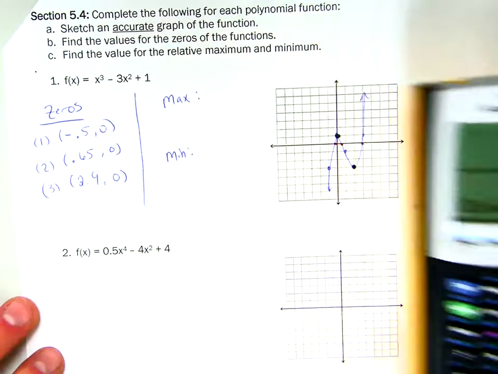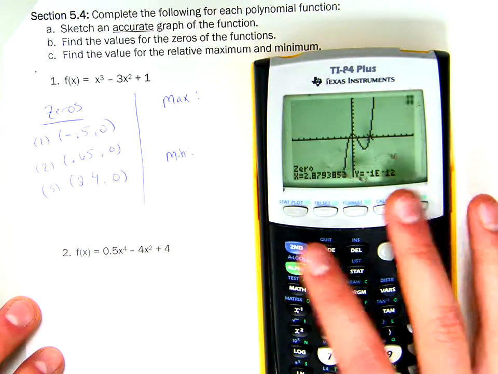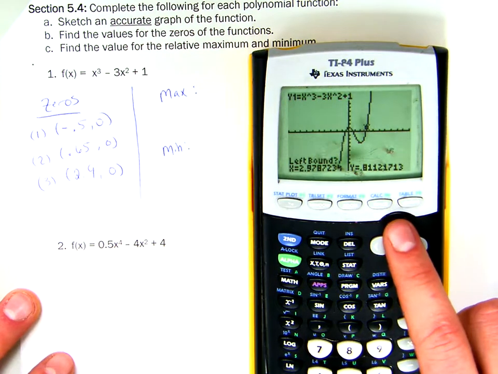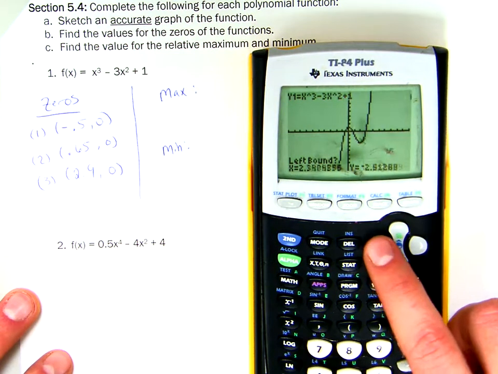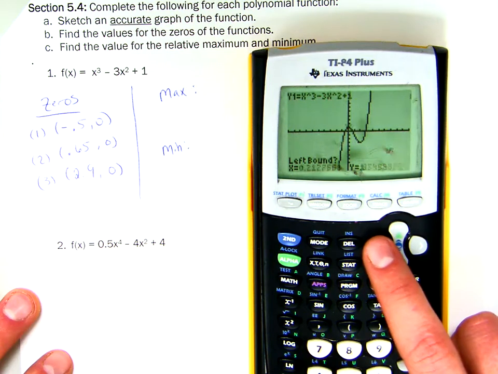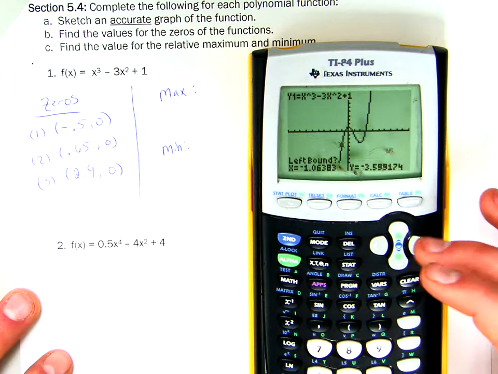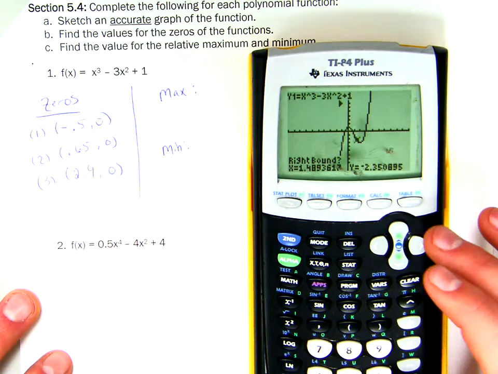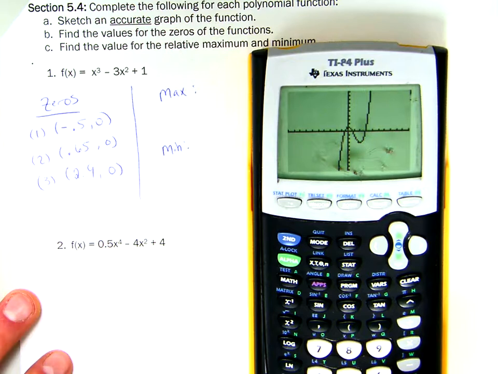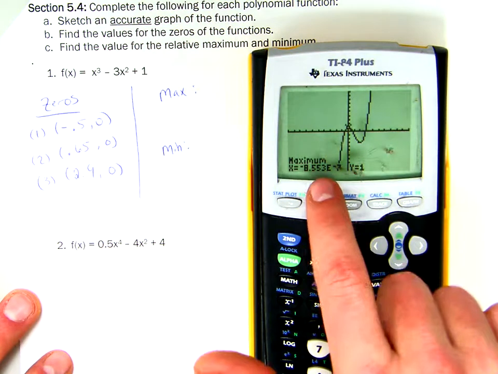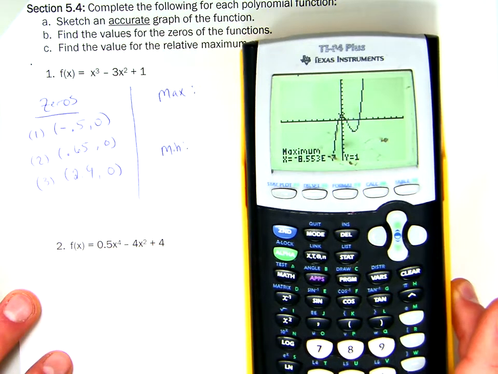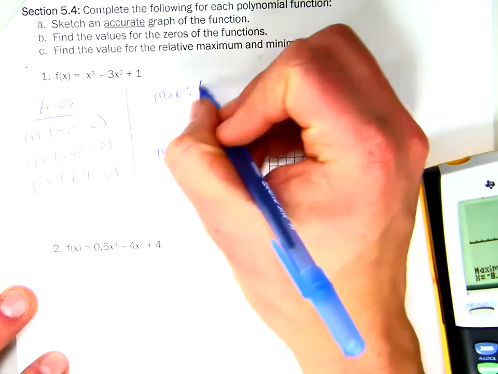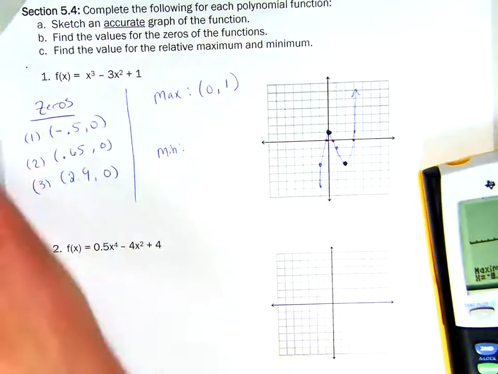So if I want to find the max, all I gotta do, hit second trace. Go down to max, hit enter. We have the left bound, right bound thing again. I want to be left bound, so I want to be left of my hill. That's left of the hill. Right bound, I want to be right of the hill, so that's right of the hill. Hit enter. And there we are. Ooh, another E. Look, so I'll kind of show you again. There's that E, so all that means is 0. So our max is at 0, 1.